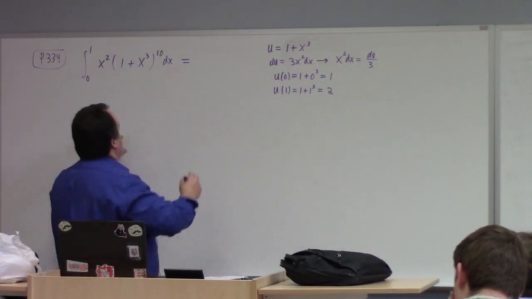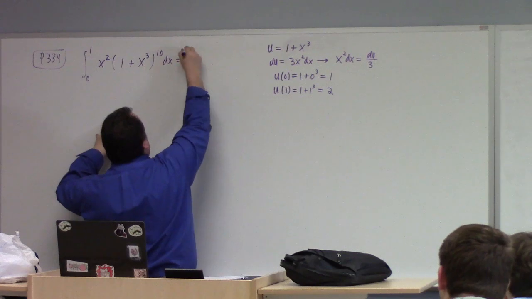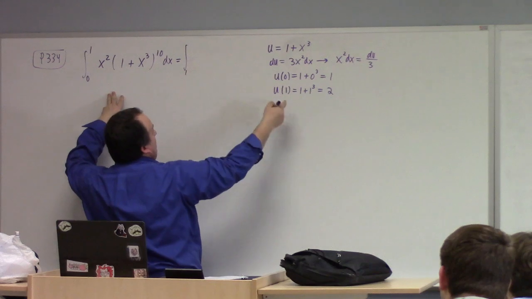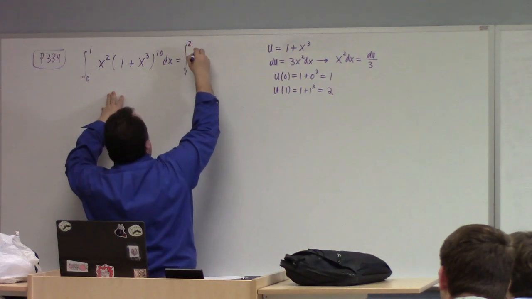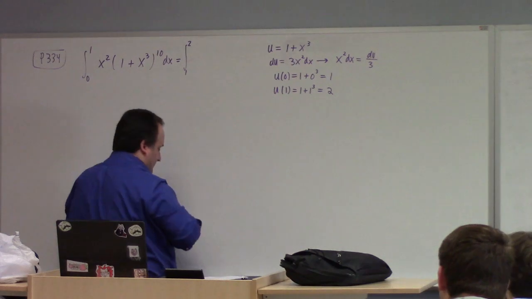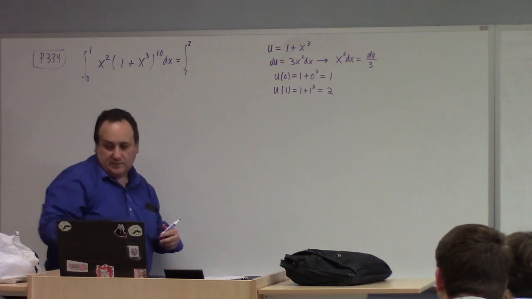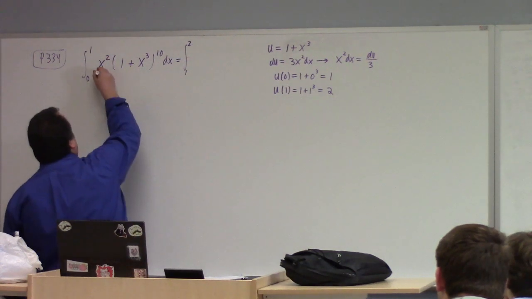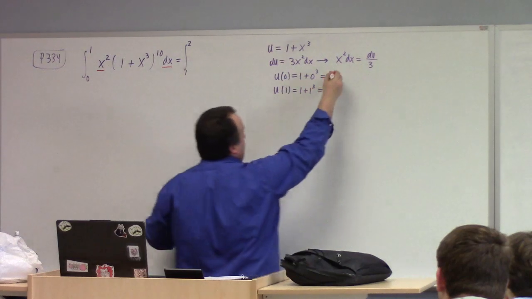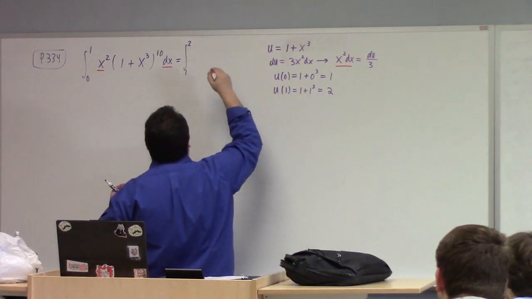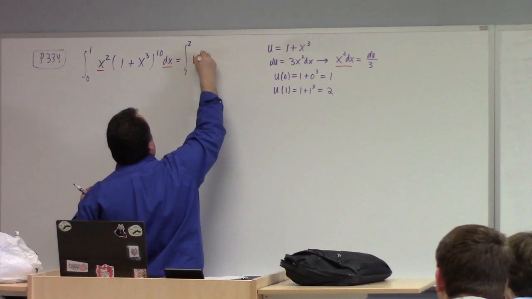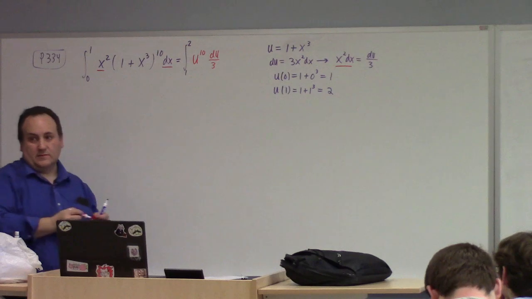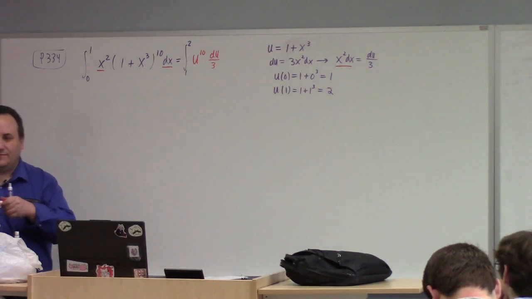And so when I change variables, I have to change the bounds. 0 goes to 1, 1 goes to 2, as it happens. And the x squared dx becomes my du over 3, right? See that? I just trade that for a du over 3. So I've got u to the power 10 times du over 3, right? Then you probably can finish from there, right?